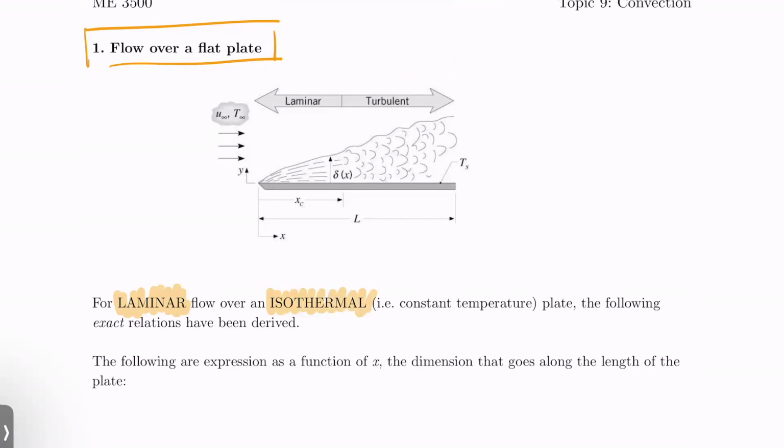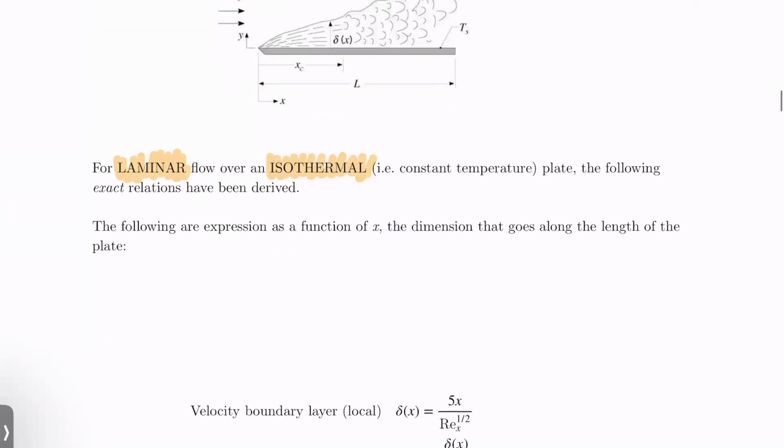For this set of circumstances, we have exact relationships that have been derived for the convective coefficient of heat transfer. The reason that they're exact is because it's laminar, so the problem is able to be solved analytically. This breaks down when we move to turbulent flow. So what we have here is the following.